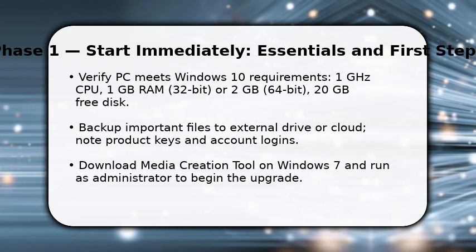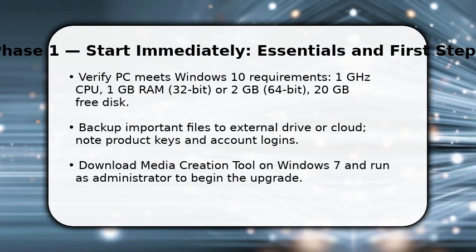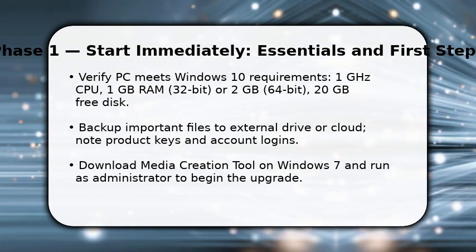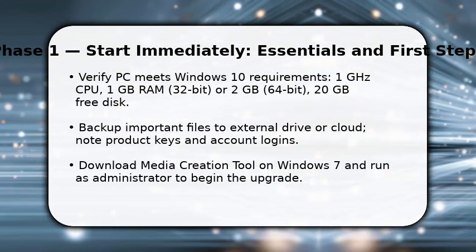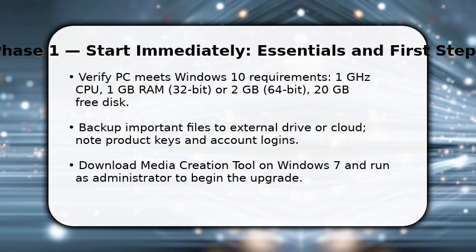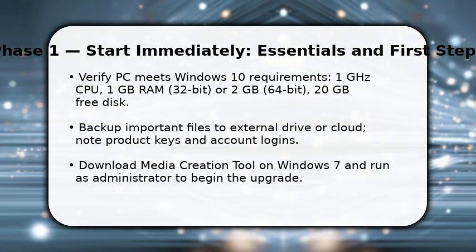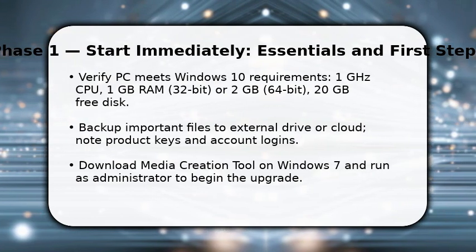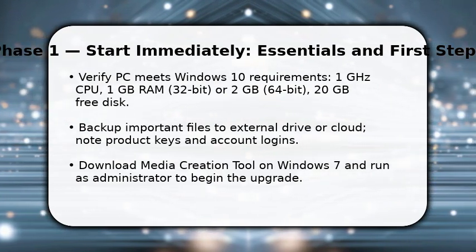Then download Microsoft's Media Creation tool on your Windows 7 PC, right-click and run as administrator. This starts the in-place upgrade flow. Choose Upgrade this PC now and follow prompts. It prepares files and checks compatibility before installing.